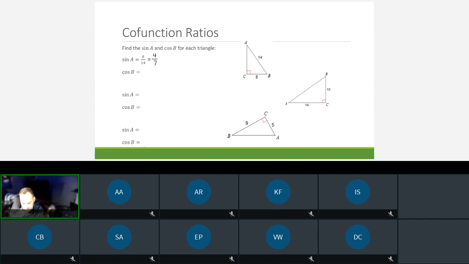All right, let's give you guys a couple minutes to do this. I think 2 minutes is probably enough to get all 3 of these done. Well, 6, but 3 triangles. All right, 2 minutes.